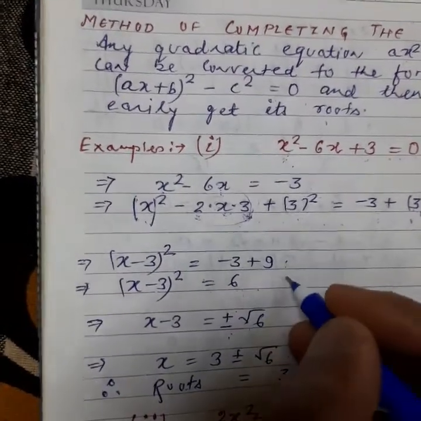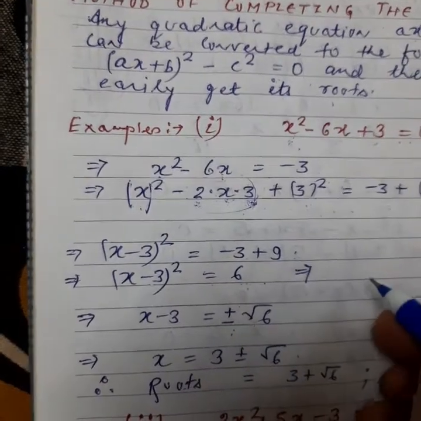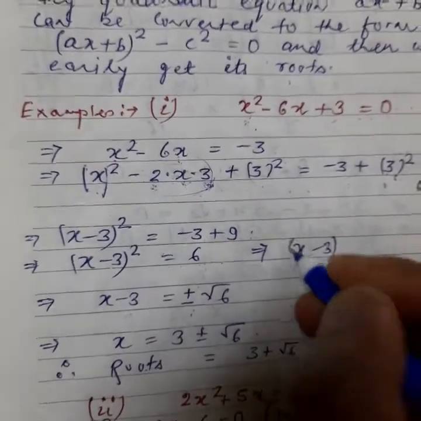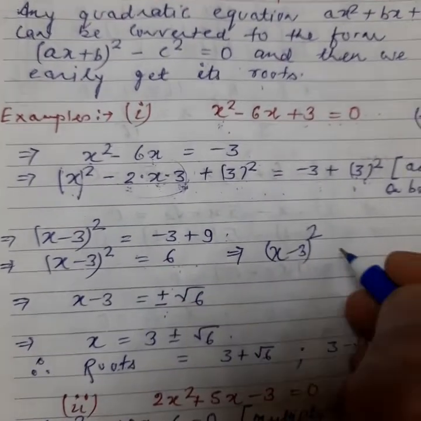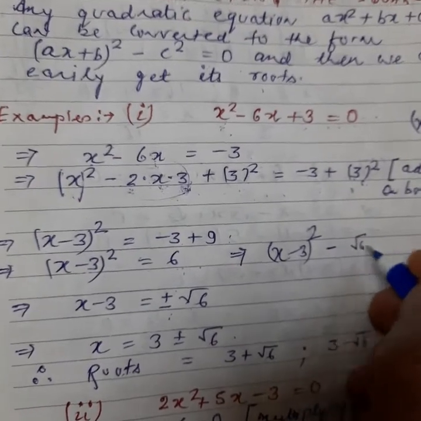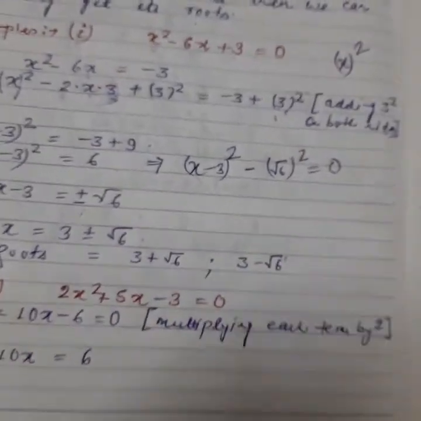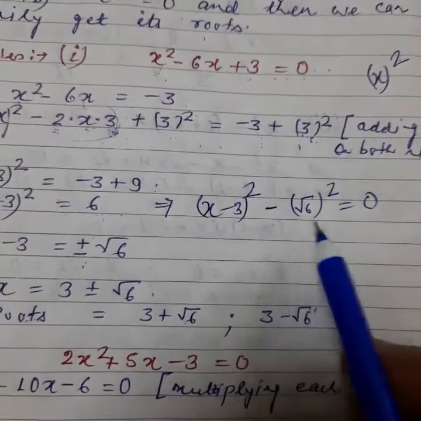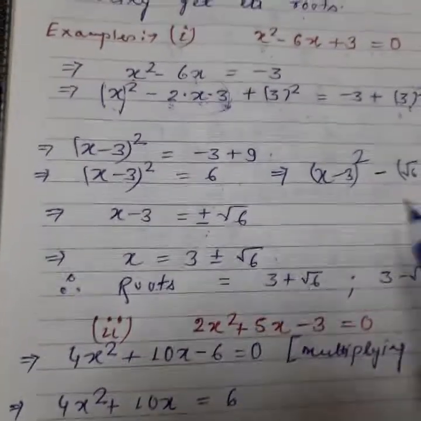Now this is in the form of (ax plus b) whole square minus c square. You can see (x minus 3) whole square, and then if we write this 6 on this side, minus 6, that is root under 6 whole square. This is our original form of completing the square: (a minus b) whole square, and minus (root 6) whole square equals 0. Now let us solve this.